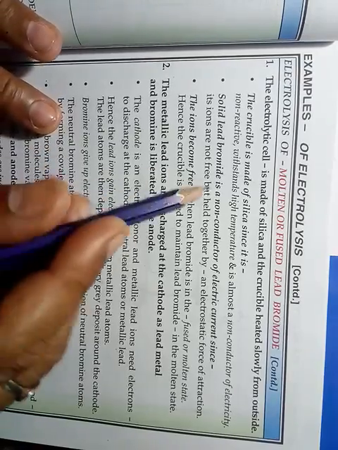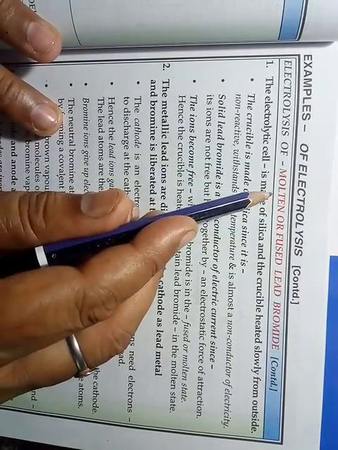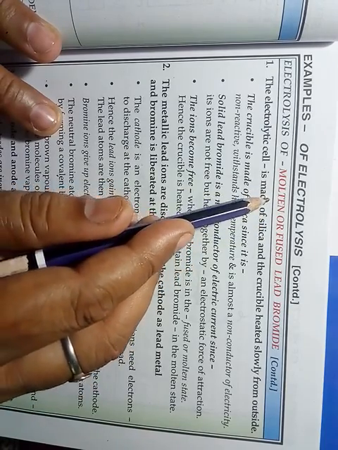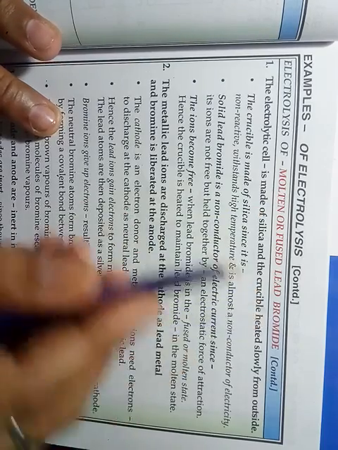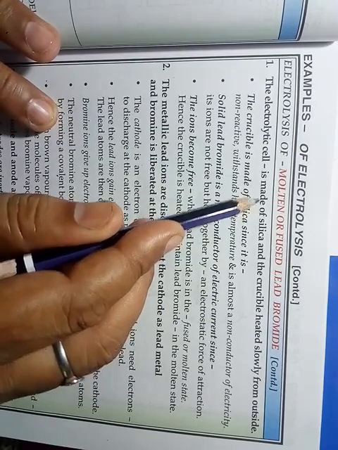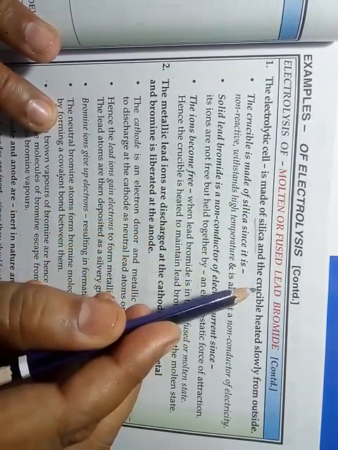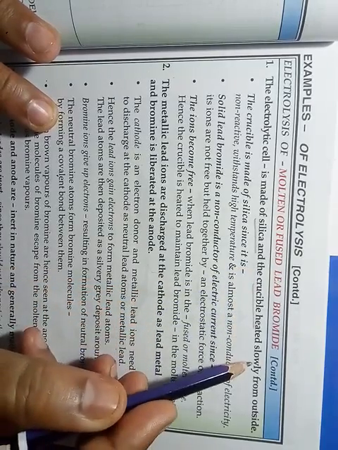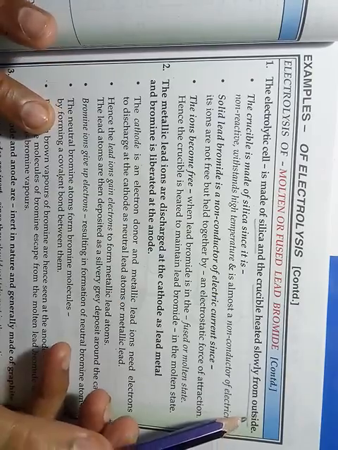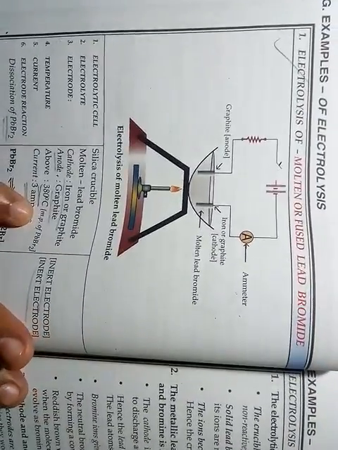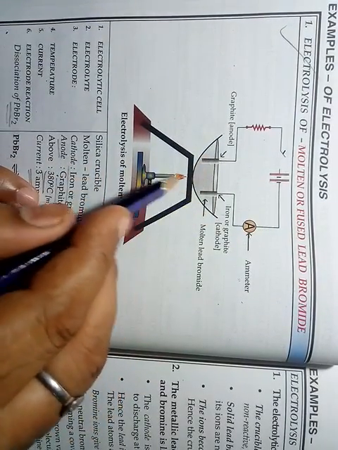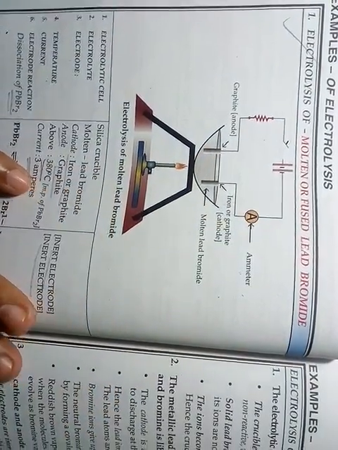Hello children, today in this lecture we are going to continue the electrolysis of molten or fused lead bromide. So the electrolytic cell, as I told you already in the last lecture, is made up of a silica crucible heated slowly from outside with the help of a Bunsen burner, as you can see here.